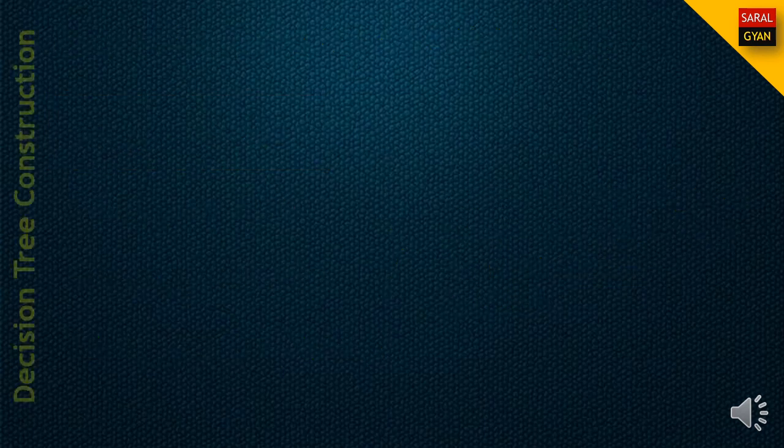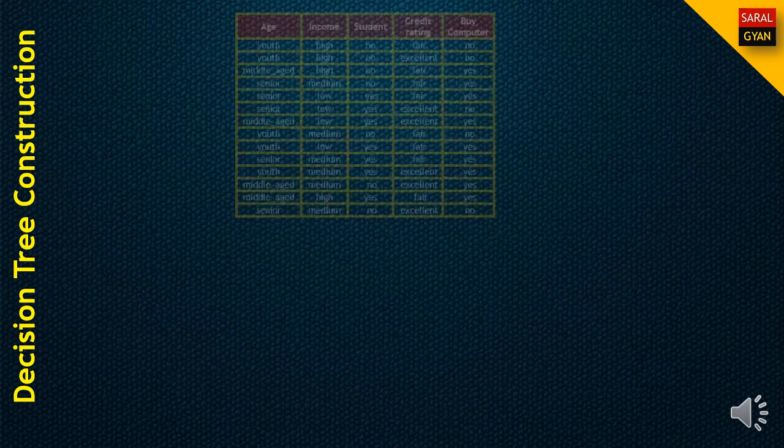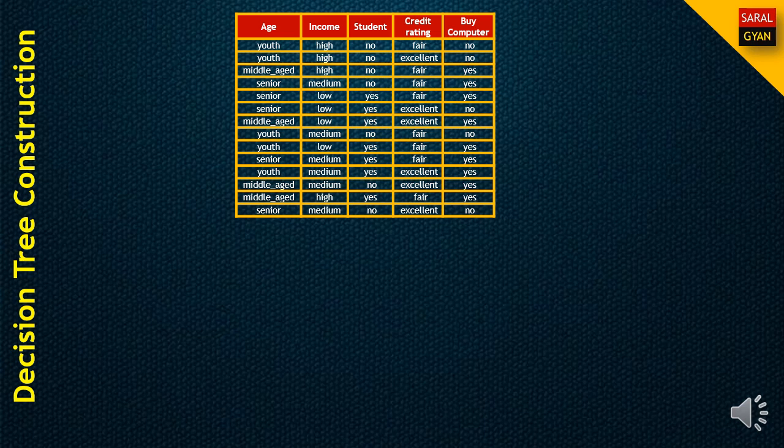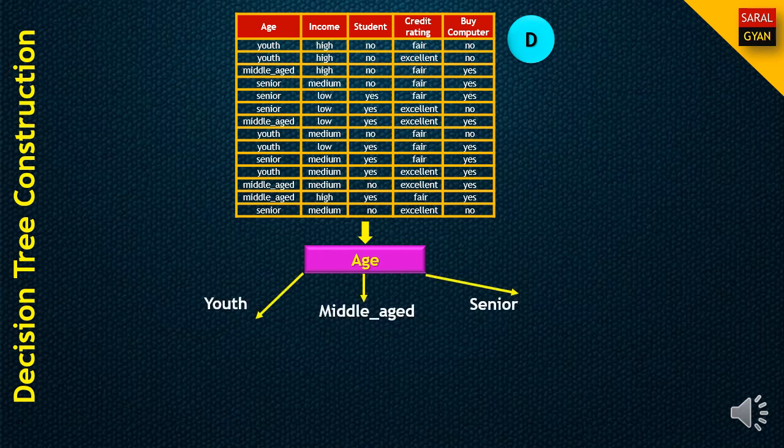So far we have calculated the information gain, and we have identified the attribute which is to be considered first for splitting in the decision tree. So this is our data set. Let's try to construct the decision tree, and let's call this data set D. As per the information gain values, the age attribute had the highest information gain. That's why our first splitting attribute will be the age attribute. If you look at this age attribute, there are three classes: youth, middle aged, and senior.